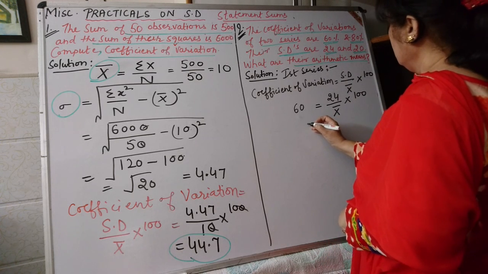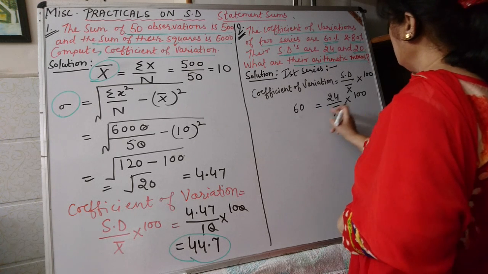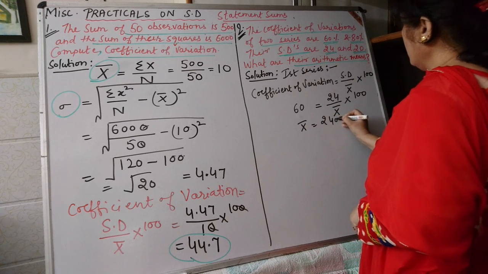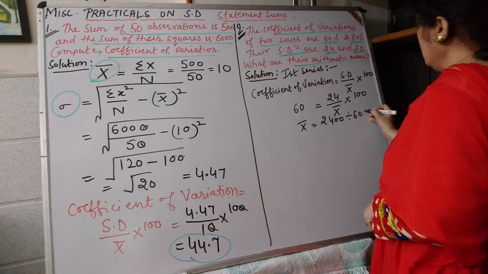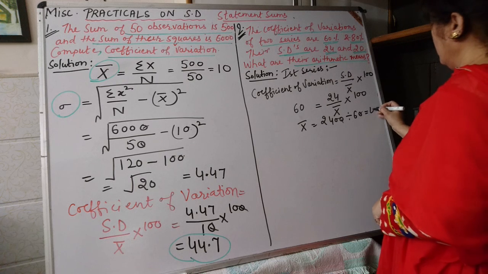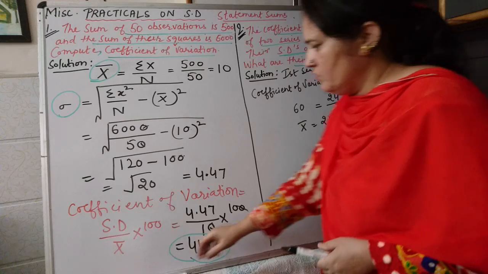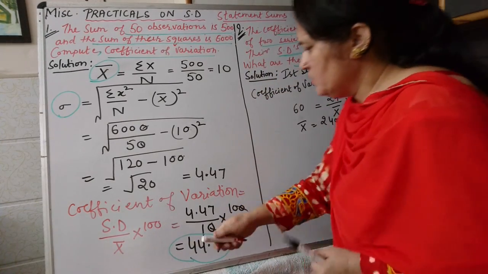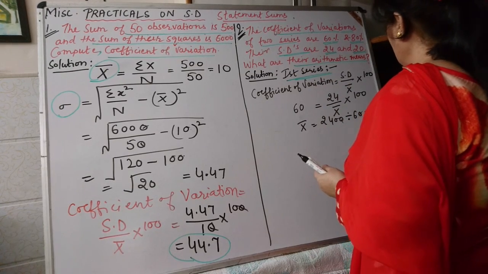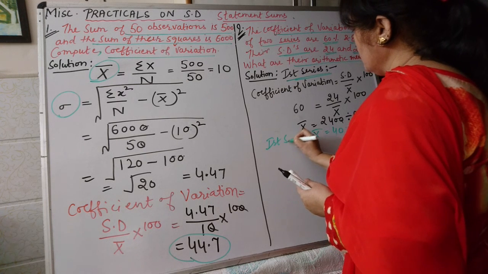And this is 60 multiplied by x bar is equal to 2400, or x bar is equal to 2400 divided by 60, which is equal to 40. That will be the answer. So for the first series, the arithmetic mean x bar is equal to 40.